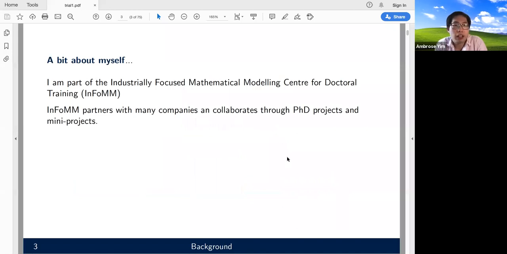InFoMM really works with a lot of companies, and they include people like Tesco, people like Schlumberger, who work in the oil industry, and a wide variety of others. So I get to talk to other students who work with industrial partners, and I get to absorb a lot of what they do and what they think, and a general awareness of what other people in industry are applying mathematics to in their daily work.